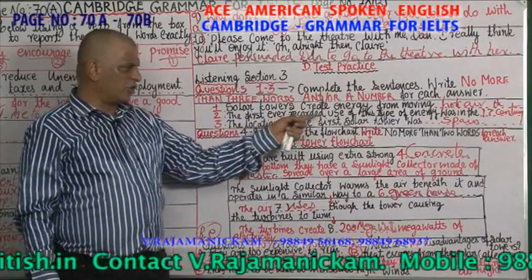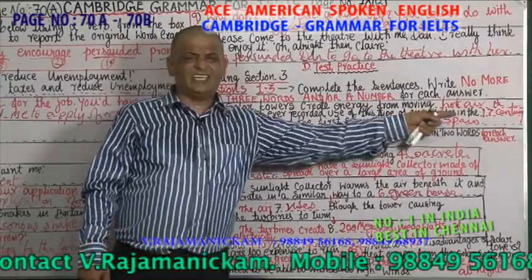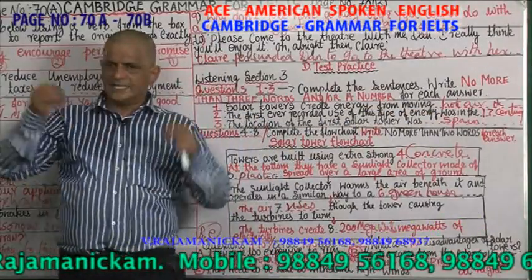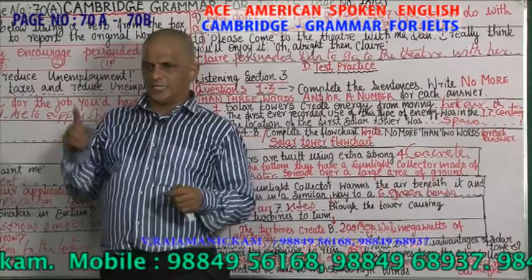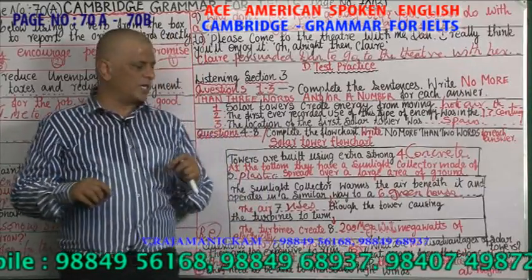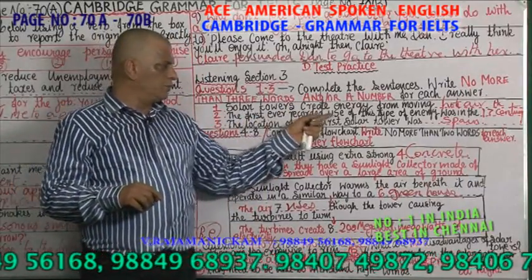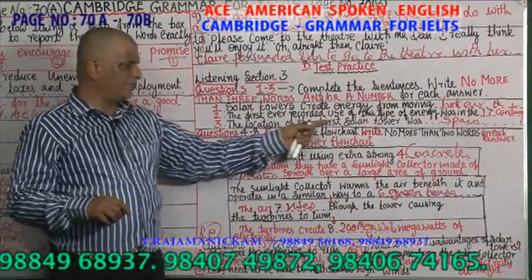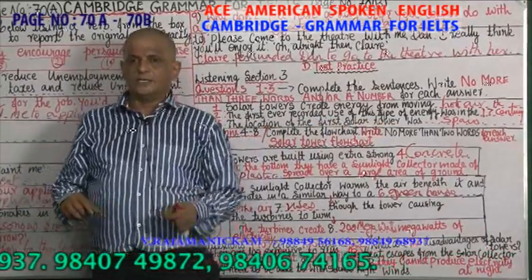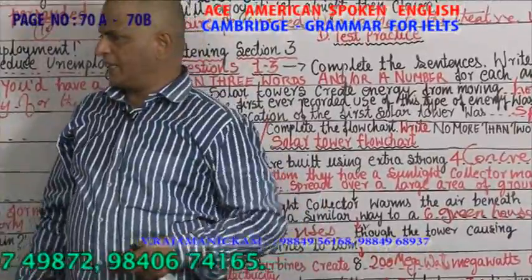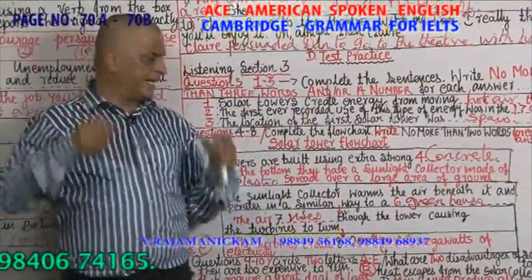The first ever recorded use of this type of energy was in the 17th century. அப்போ நீங்கள் அந்த லிஸ்னிங் டாஸ்கில் கேட்பீங்க, 17ஆவது நூற்றாண்டிலே இந்த முதலாக இந்த சோலார் எனர்ஜியை உருவாக்குவதை பற்றி சொன்னார்கள். The location of the first solar tower was Spain. இந்த solar tower எங்க first begin பண்ணாங்க? In Spain. அதான் நீங்க கேட்டீர்கள்.